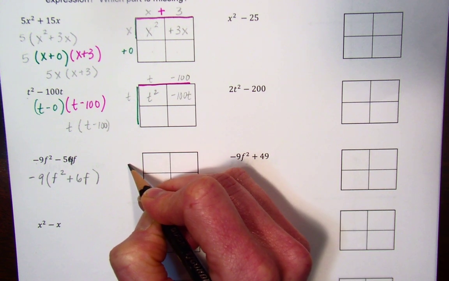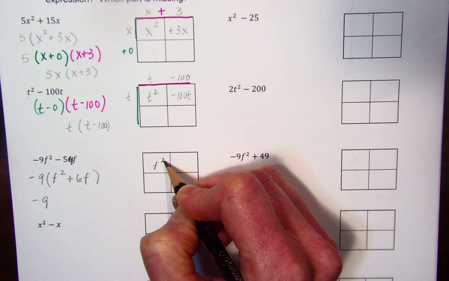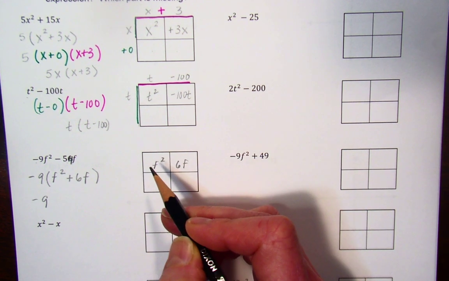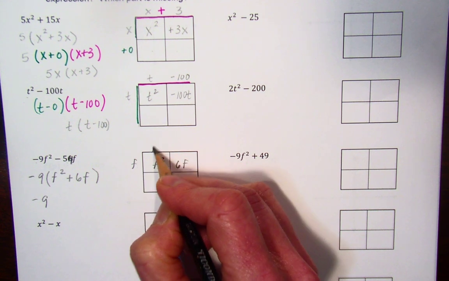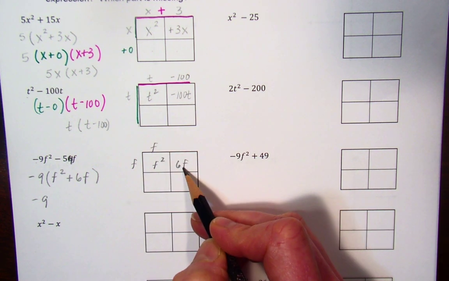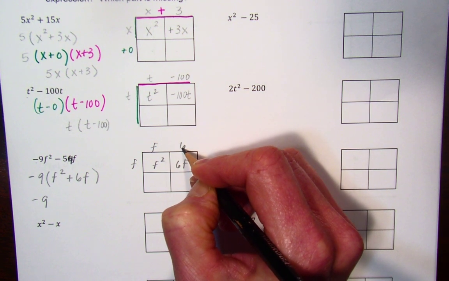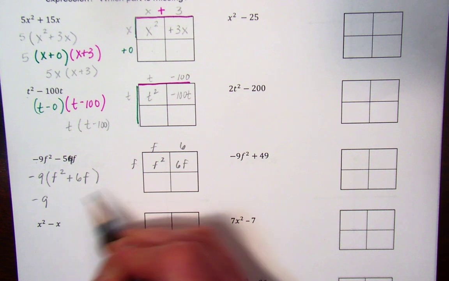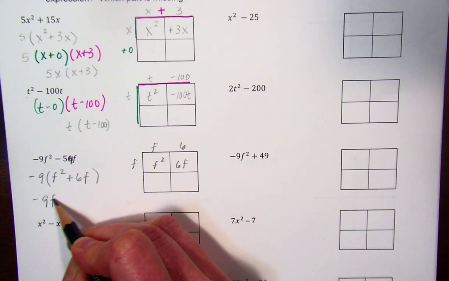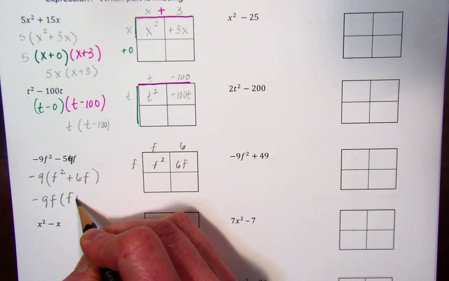So I've got negative 9 as my GCF. F squared goes here. 6f goes here. What times what makes f squared? F times f. It really doesn't matter which variable you use. And f times what makes 6f? Well, I would say 6. So then I would write this as negative 9. What's on this side? I'm not going to write f plus 0. I'm just going to write f. And what's on this side? F plus 6.